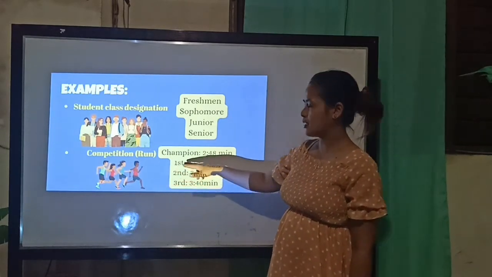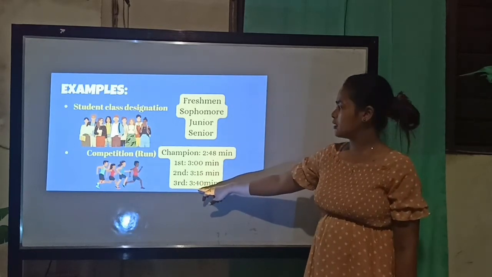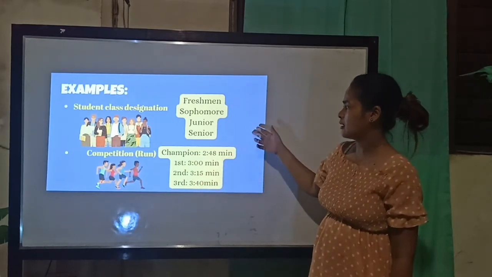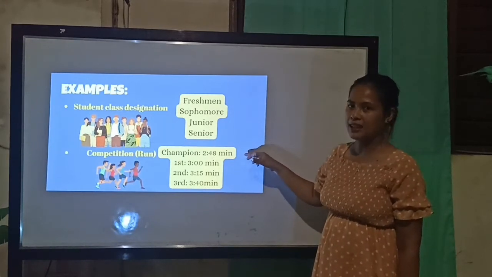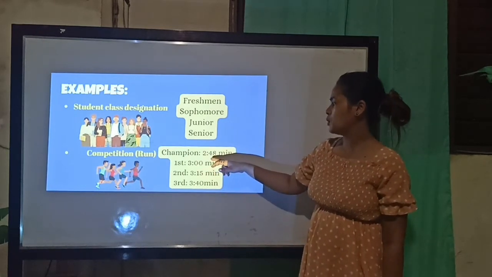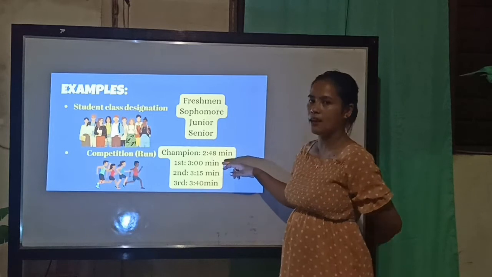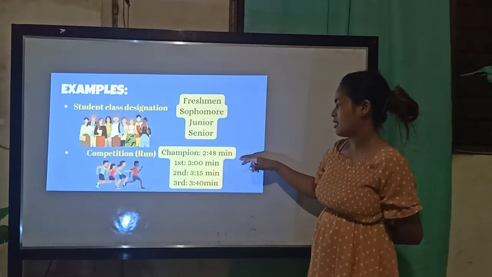The next example is the competition in run, sa mabilisan takbo. So we have the data: champion, first, second, and third. According to the definition earlier, in ordinal the difference between the two data doesn't matter. For example here, the champion got 2 minutes and 48 seconds and the first is 3 minutes. So the difference between the two is 12 seconds only.